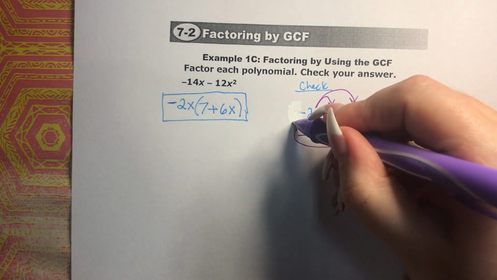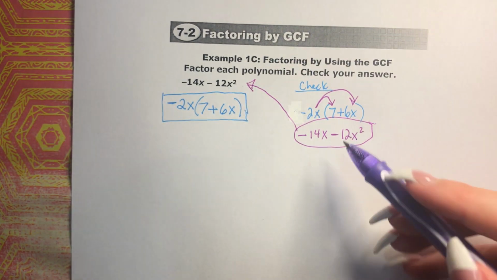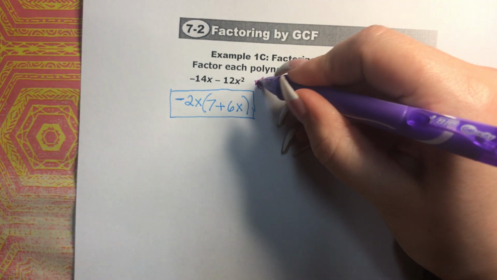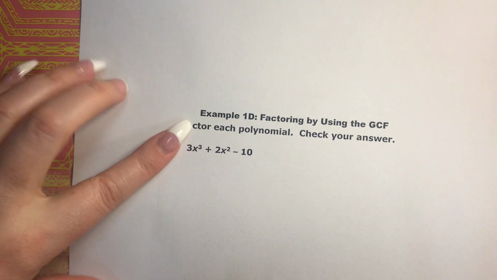So is that the same answer as the beginning? Negative 14x minus 12x squared. Woohoo! Yes, it is. Got it right. Perfect. Okay, on to this one.